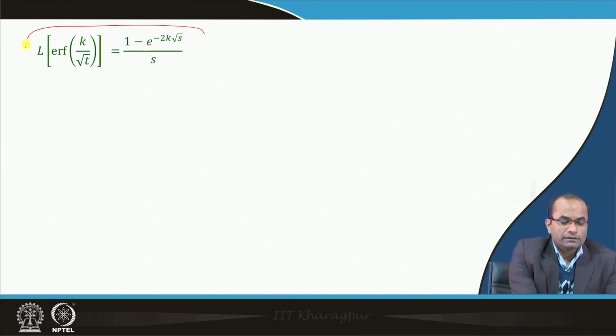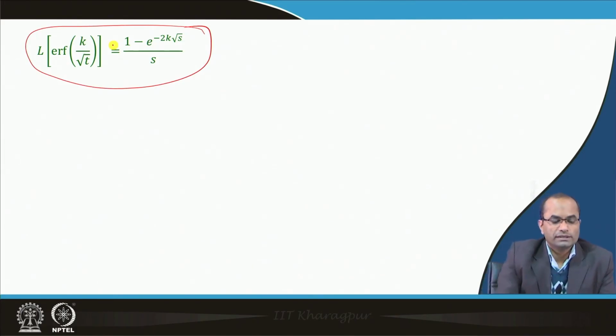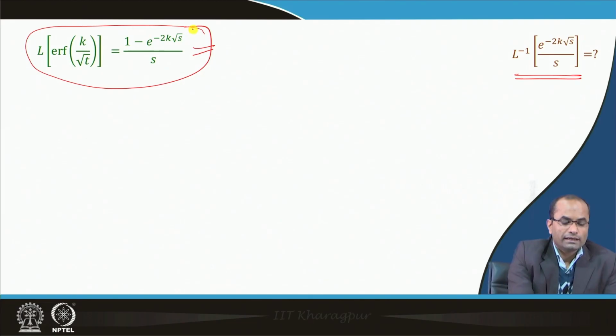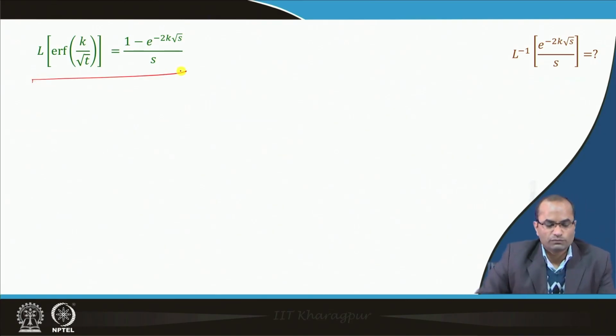Now, having this result that the Laplace transform of the error function of k over square root t is given by this expression, what we need to know now is the Laplace inverse of e power minus 2 k square root s over s, and this is exactly the term sitting there. So, what we will do now is take the inverse transform of this one.